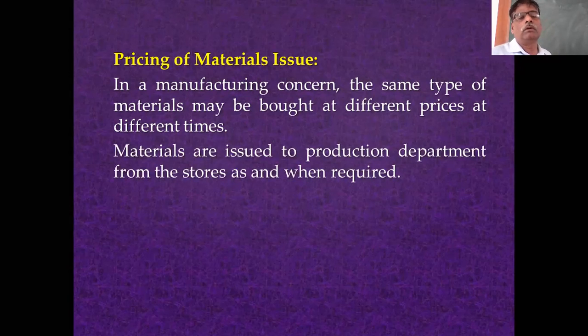Materials are issued to the production department from the stores as and when required by the production department. As and when the production department asks, the storekeeper is to issue material. Not directly purchasing and sending to the production department. First the purchase is kept in the godown, then issued to the production department.